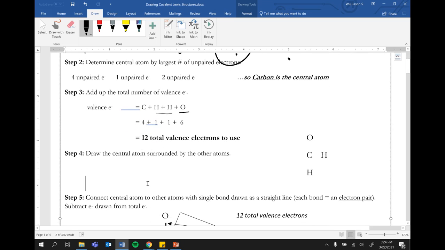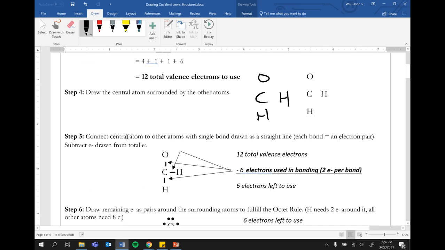The next thing I want to do is draw my central atom, and I want to surround it with the other atoms. That's what I see here. The next thing I do is I connect the central atom to each of the outer atoms with a single bond. And remember, each bond represents 2 electrons. So when I've drawn these 3 bonds, that means I've used 6 electrons. I started out with 12, I used 6, I have 6 left to use that I must place.